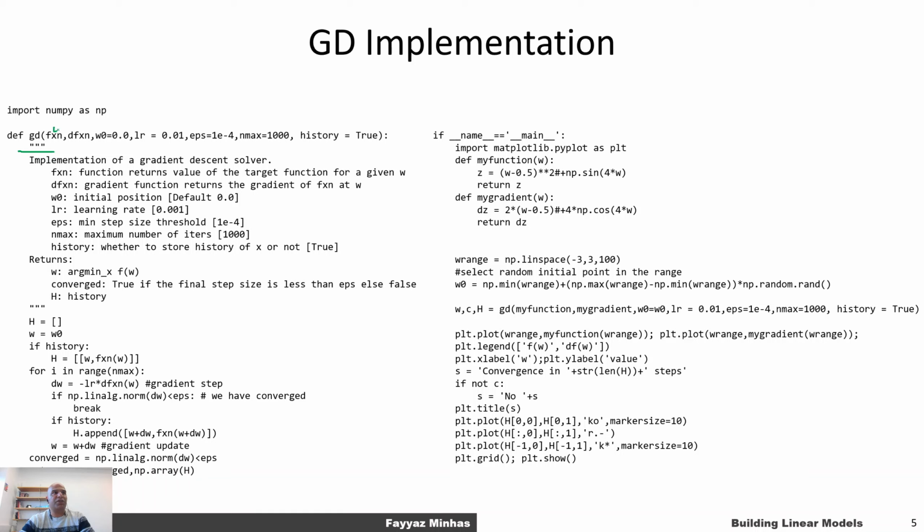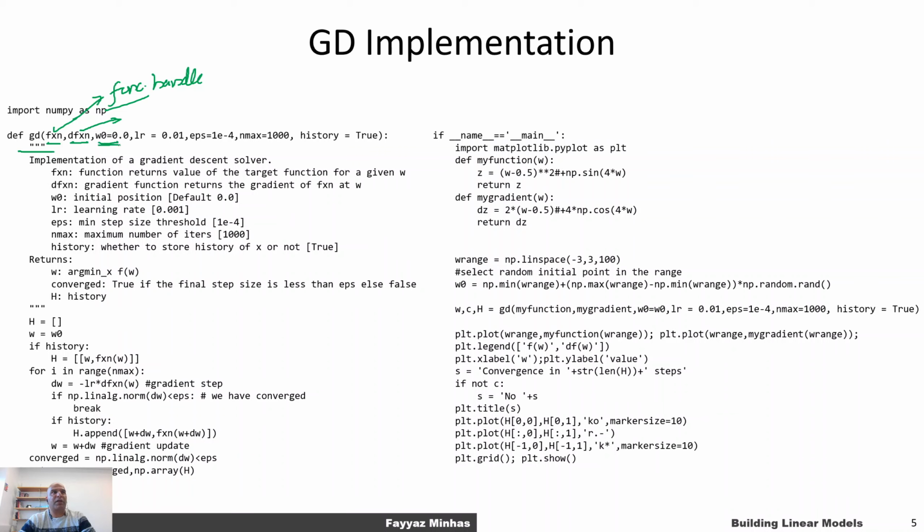We have the function that we want to optimize as an input to this function. So this is going to be a function handle. And then we also have the derivative of this function, or the gradient of this function. So this is another function that gives us the gradient of the original function that we want to optimize.